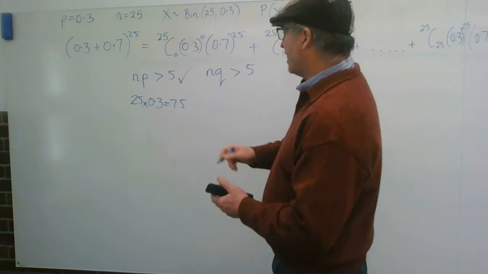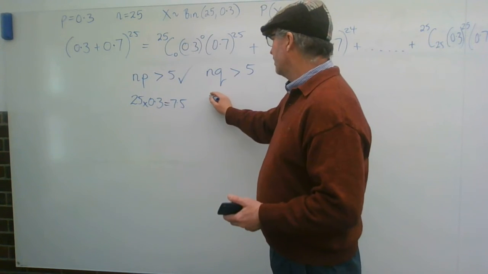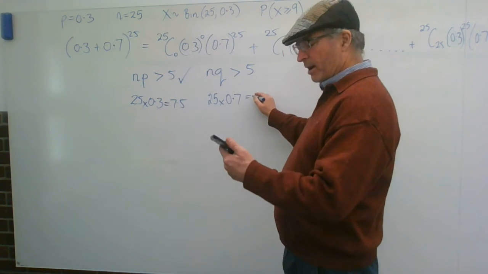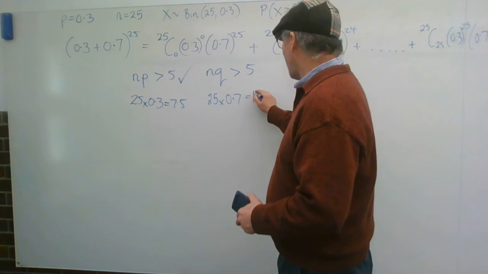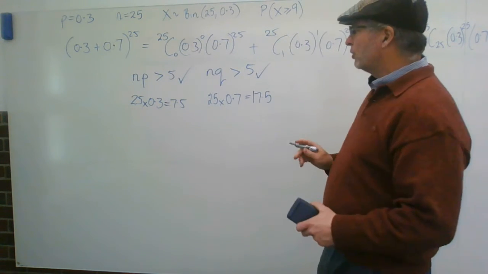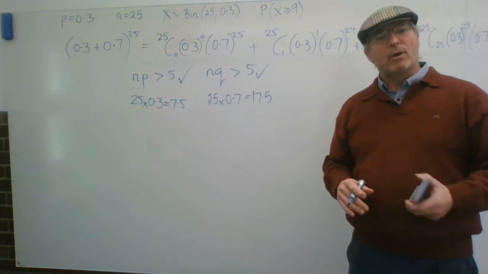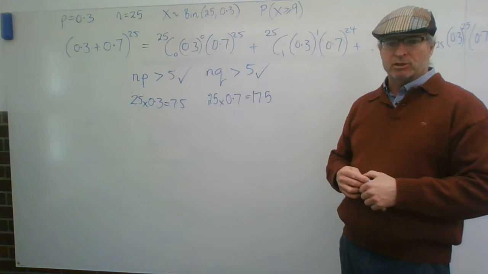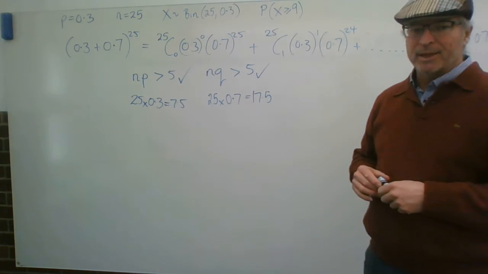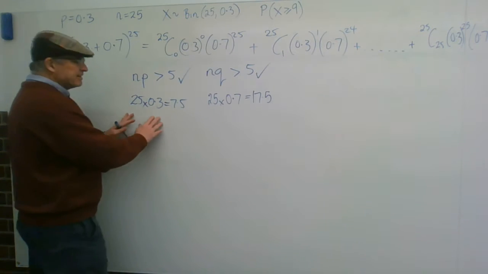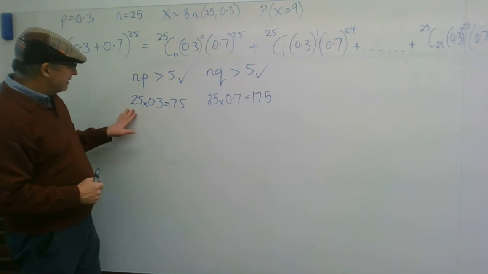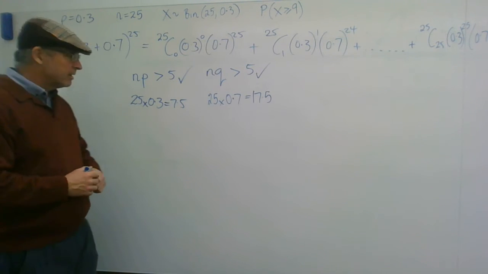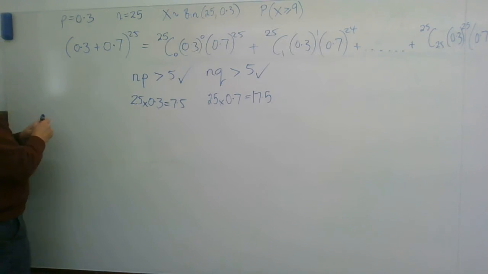The next one: if that's bigger than 5 with 0.3, then 25 times 0.7 is clearly bigger than 5 as well, and it equals 17.5. So clearly that's true. If both of those are true, then we're on a good track to be able to use the normal approximation for the binomial distribution. So my first step would be to check that. And in checking it, I've done something good here because np is the expected value of a binomial distribution. So I've already calculated the expected value.